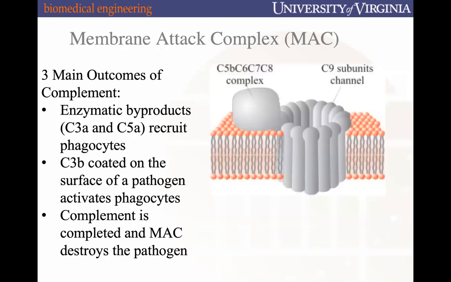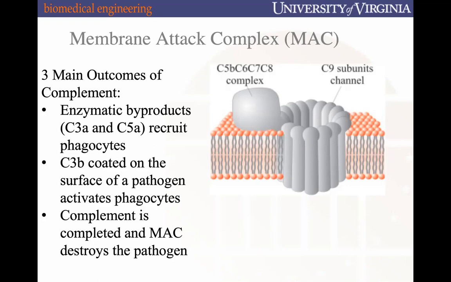I think this is really cool. Some might not agree, but what ends up happening is that you make another enzyme for another complement protein called C5. And as you can imagine, C5 becomes C5a and C5b. Now, there are three outcomes of complement. The first is that the enzymatic byproducts, C3a and C5a, become anaphylatoxins that recruit phagocytes to that location. All right, so that's one way that complement is working here.